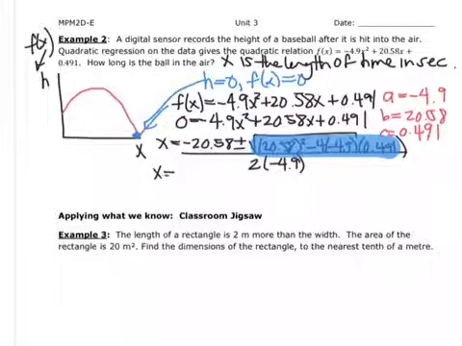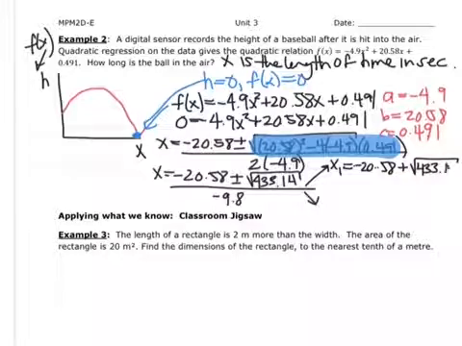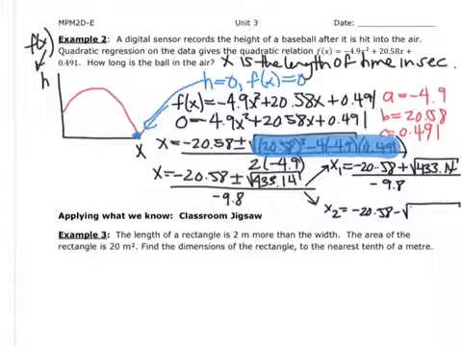So I will have x is equal to negative 20.58 plus or minus the square root of 433, and let's say 0.14, we'll take 2 decimal places, all over negative 9.8. So here are our two options. We have negative 20.58 plus the square root or minus the square root. So our first option, x1, is negative 20.58 plus the square root of 433.14, all divided by negative 9.8. And the second option, x2, is negative 20.58 minus the square root of 433.14, all divided by negative 9.8.